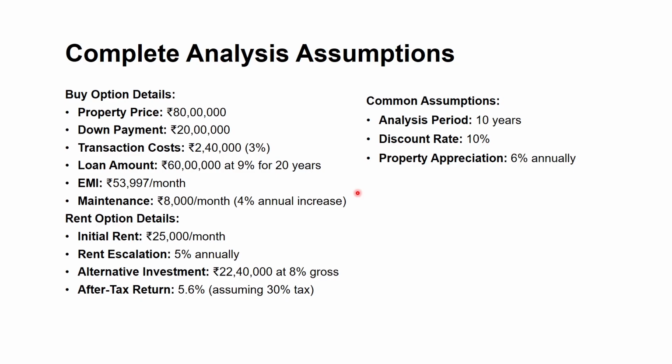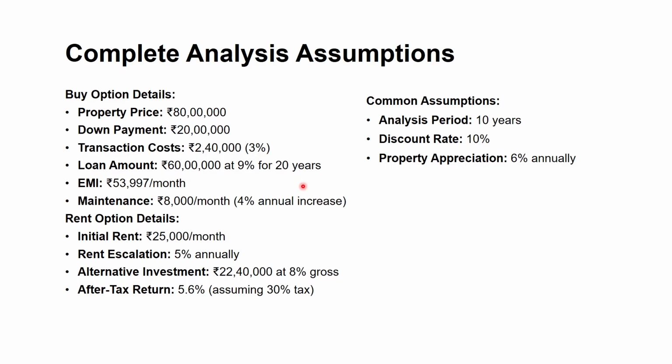So, for the buy option, we are analyzing an 80 lakh property with standard financing terms: 25% down payment, 9% interest rate and 20-year amortization, and transaction cost of 3% including stamp duty, registration and legal fees, costs often overlooked in simplified analysis. These are some assumptions we are making, so these are assumptions on which our calculations are based.